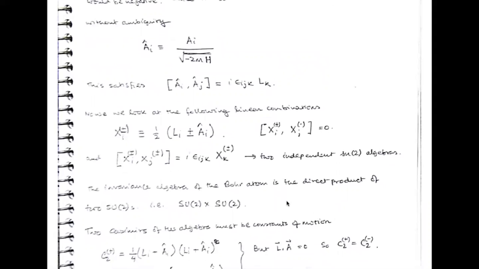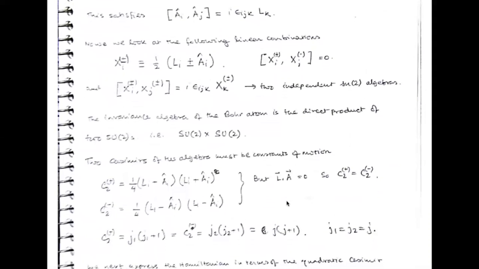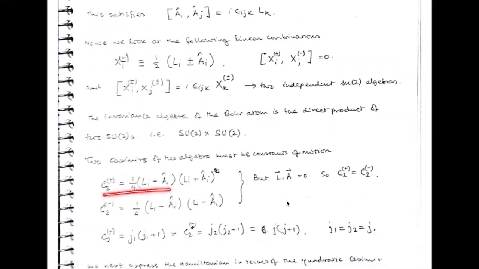The quadratic Casimirs of these two algebras should also become equations of motion. But what we can see from here is that this C2 plus, if you wish, goes by this, and C2 minus goes by this. But also remember that L dotted with A is equal to 0.